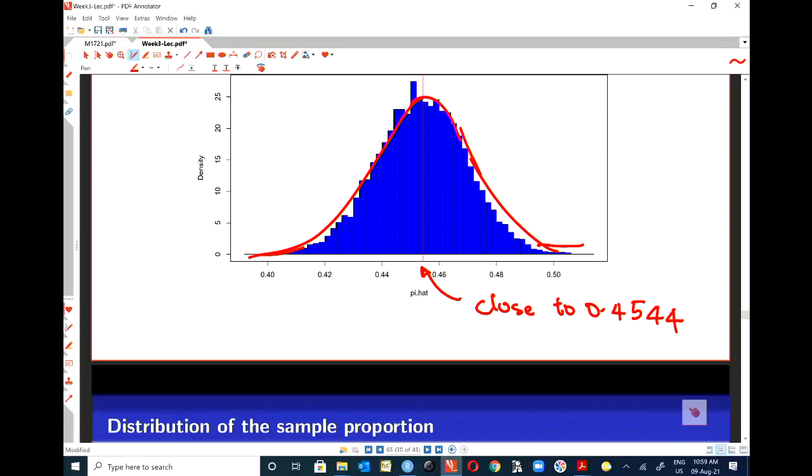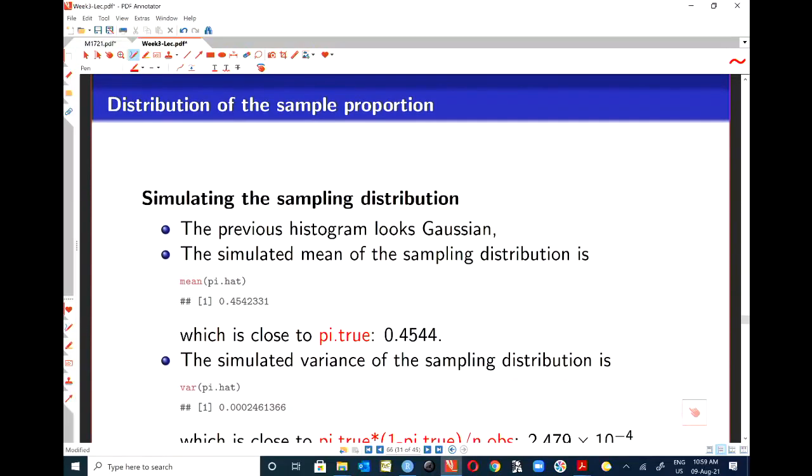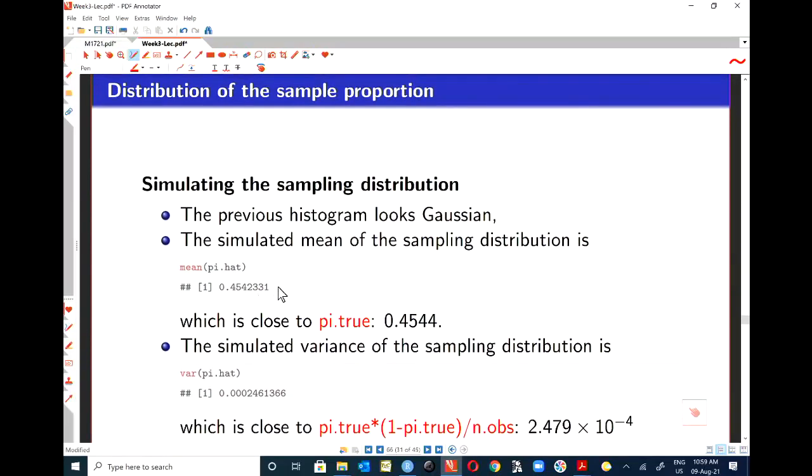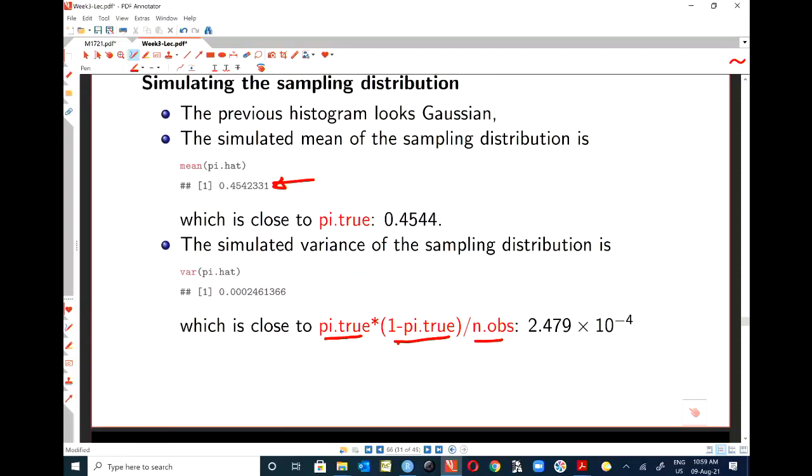And the standard deviation should be this sigma upon root n idea, right? So the standard deviation here, and you'll see this in the next slide, my mean is 0.4542, not very far off. And my standard deviation here is 0.0002, which is essentially this idea of the square root of pi times 1 minus pi over n, the number of observations here. That's what this looks like here. And this, of course, was 1,000.